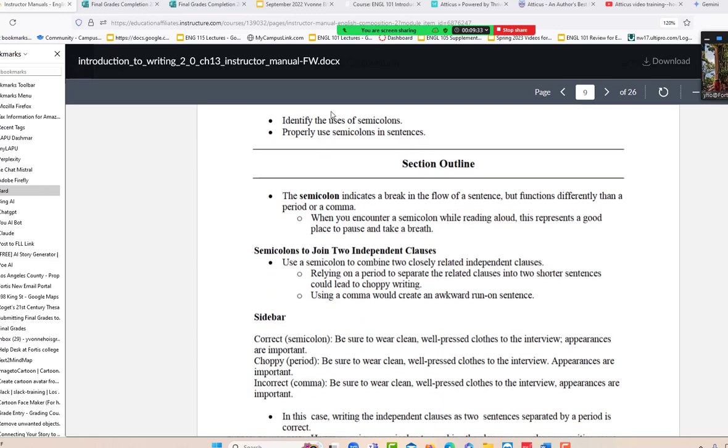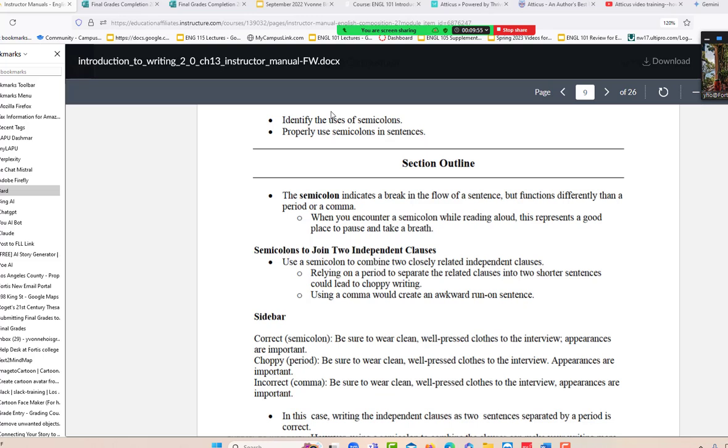Semicolon. The semicolon indicates a break in the flow of a sentence but functions differently than a period or a comma. When you encounter a semicolon, this represents a good place to pause or take a breath. Use a semicolon to combine two closely related independent clauses.